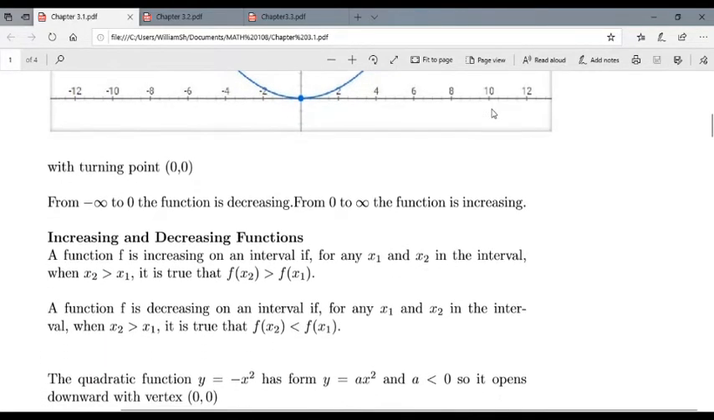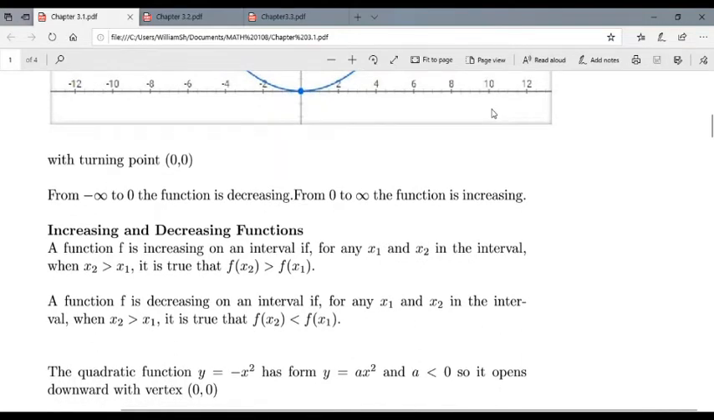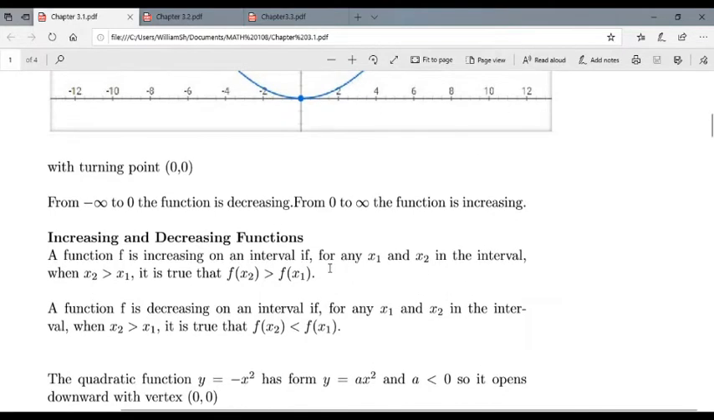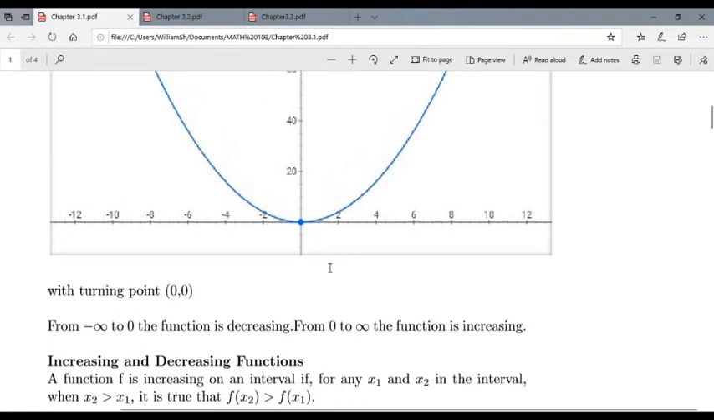So, if we go over increasing and decreasing functions, a function f is increasing on an interval if for any x1 and x2 in the interval, when x2 is greater than x1, it is true that f of x2 is greater than f of x1. So, all that means is if I start here at 0, 0, so my x1 is 0, so my x2 is 2. So, x1, 0, x2, 2.